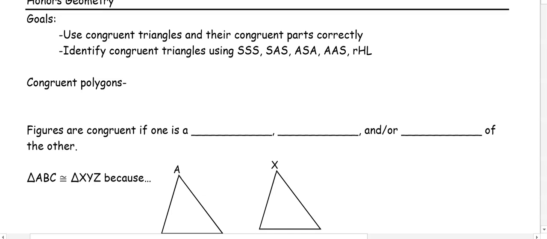The goals of this video are to use congruent triangles and their congruent parts correctly and identify congruent triangles using side-side-side, side-angle-side, angle-side-angle, angle-angle-side, and right triangle hypotenuse-leg.